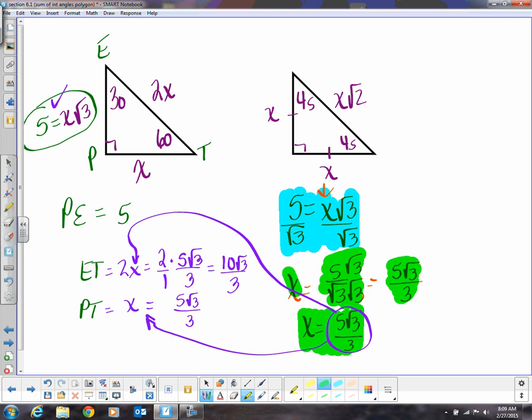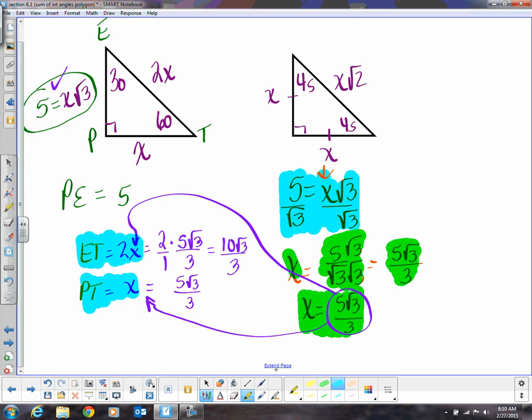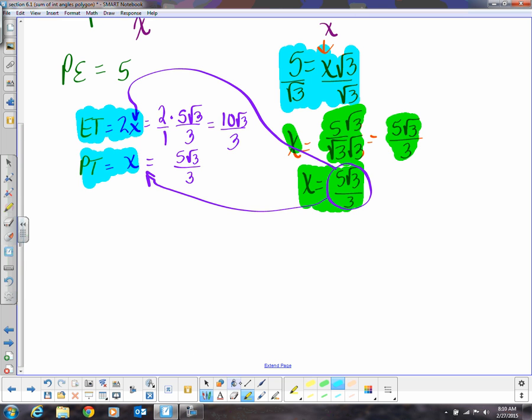And I really can't emphasize enough to take this ET, to write what it is, then you can see to substitute. PT equals x, and you substitute. The problem is, if you go back to the diagram, you're going to want to set 2x equal to this, and that's going to be an issue. So that's the hardest side I could give you. I most likely have given you one of each.